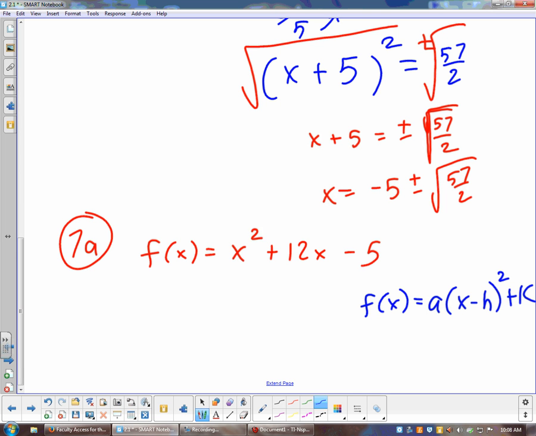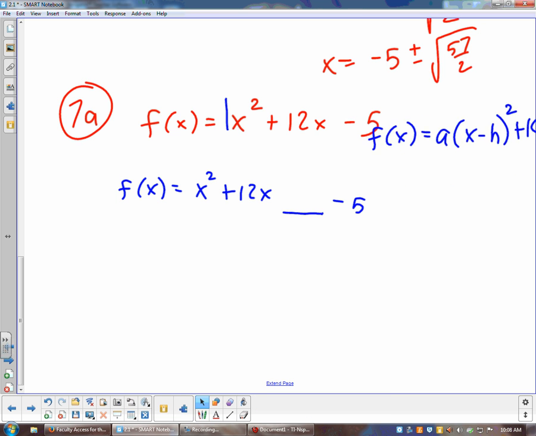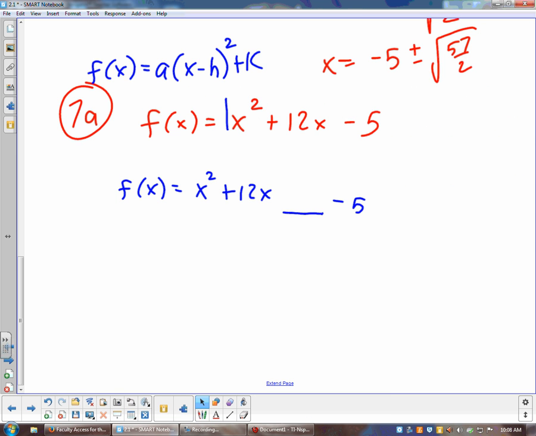So we need to complete the square on this. Do I have a leading coefficient of a 1? Yes, I do. Is this already a perfect square trinomial? No. So what we're going to need to do is, I've got x squared plus 12x. I'm going to leave some room, and I'm going to put that minus 5 right out here. Does that make sense? I'm trying to get this into this form. All right. So right here, what number would I like to add to create a perfect square trinomial? 36. Take half of 12 is 6.